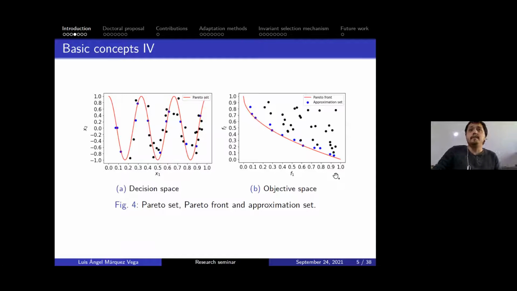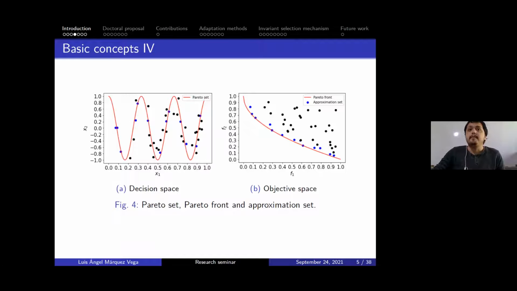In a multi-objective problem, there exists a decision space and an objective space. In the decision space, we have solutions represented by decision vectors. The evaluation of such solutions gives us their image in the objective space, which is represented by objective vectors. The set of optimal solutions of a multi-objective problem is known as the Pareto set in the decision space, and its image in the objective space is known as the Pareto front, which is represented by this red line. In the objective space is where we can determine the Pareto dominance relations between solutions.